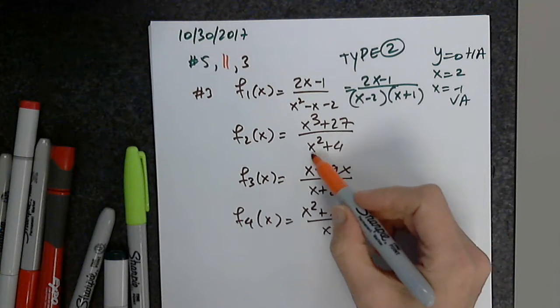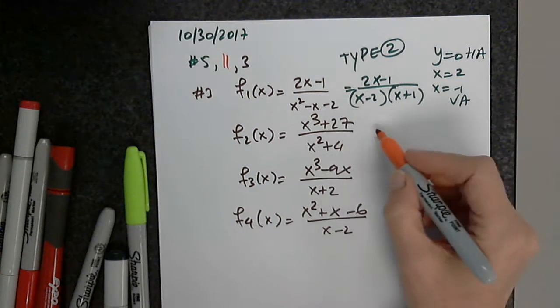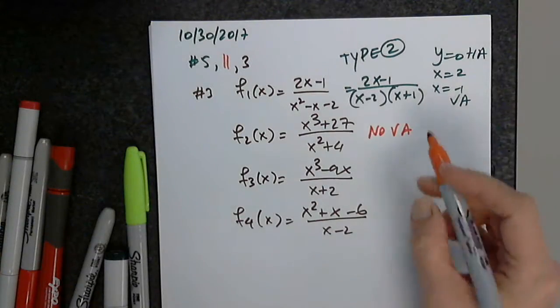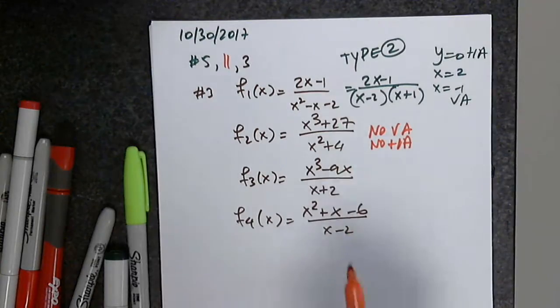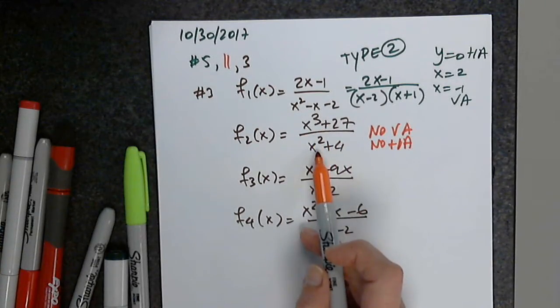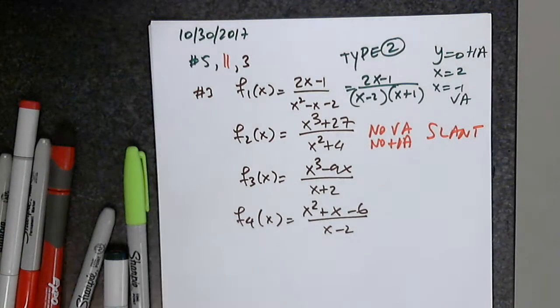Okay. What do I know about f2? I know that it has no vertical asymptote because x squared plus 4 is never 0. No horizontal asymptote either because it's degree 3 over degree 2, but it will have a slant. No factor goes away, no hole in the graph, nothing.